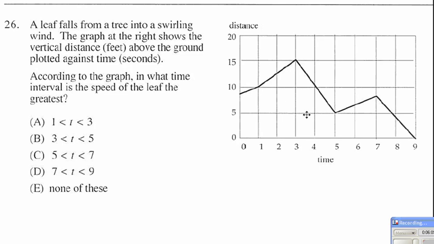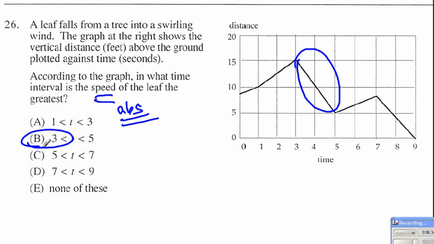Now, this is the distance versus time graph. According to the graph, in what time interval is the speed of the leaf the greatest? Speed here, in fact, means the absolute value. That means as long as it is steepest, it will be okay. In fact, you will realize it is steepest around this section. So 3 through 5. The answer has to be choice B.